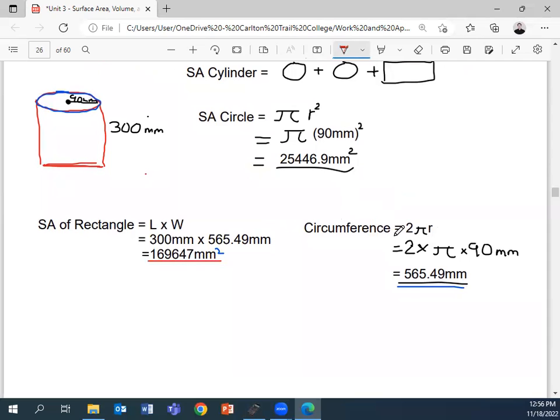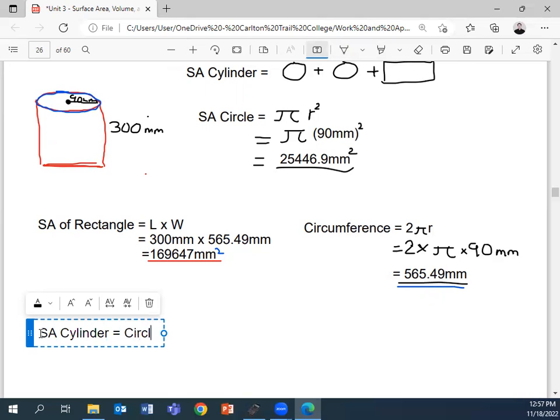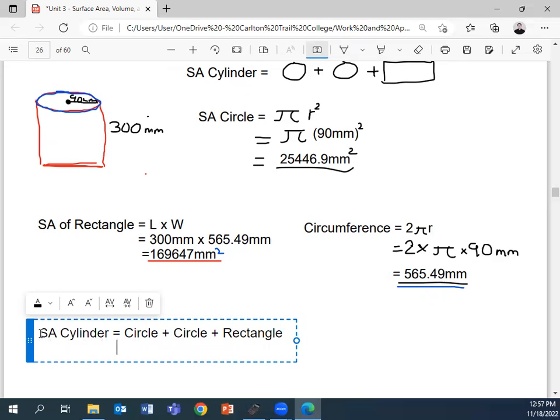Is the circumference used anymore? It's not. I only use the circumference to find the area of my rectangle. So, if my surface area of the cylinder is equal to circles plus rectangle, all I need to do is just bump those values in, right?